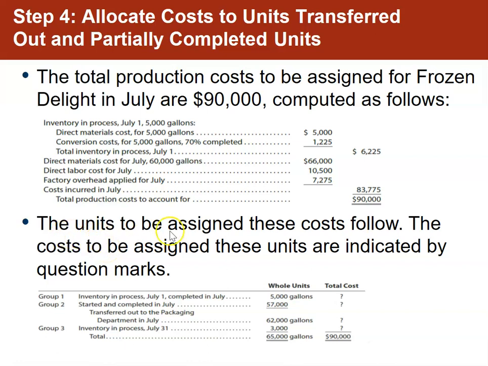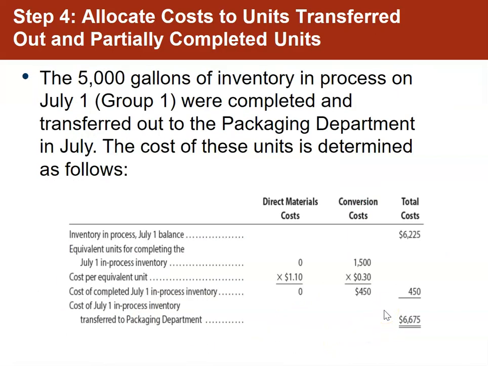It says the units to be assigned these costs follow. We know that we had 5,000 units in beginning inventory that are assumed to be completed, plus 50,000 both started and completed. That gives us 62,000. Adding in the 3,000 units in work in process, we have our 65,000 gallons, and we have a total cost of 90,000. So we're going to take this group by group.